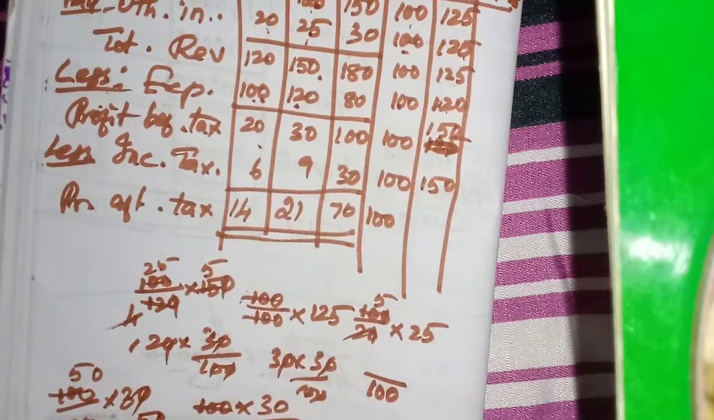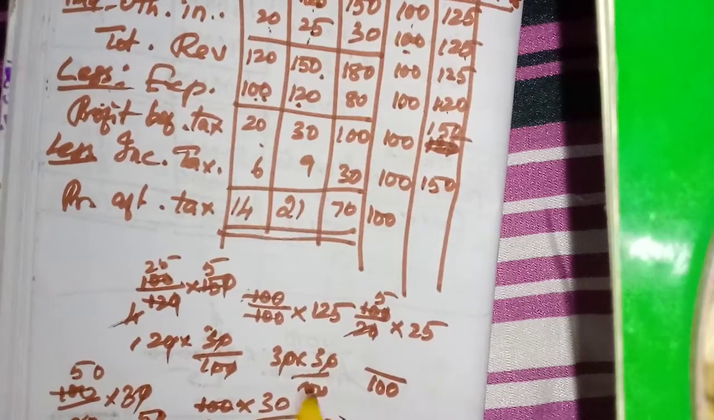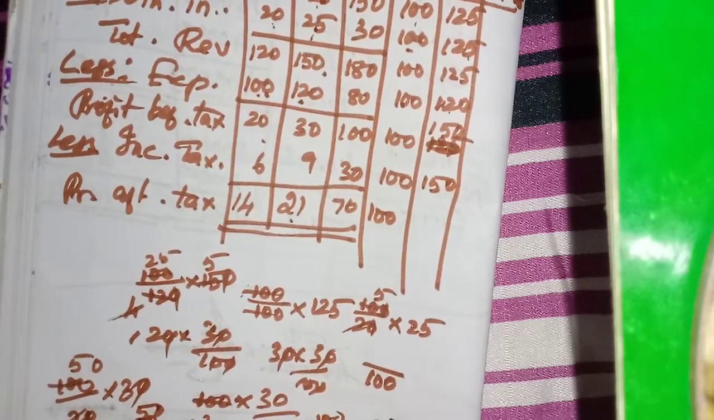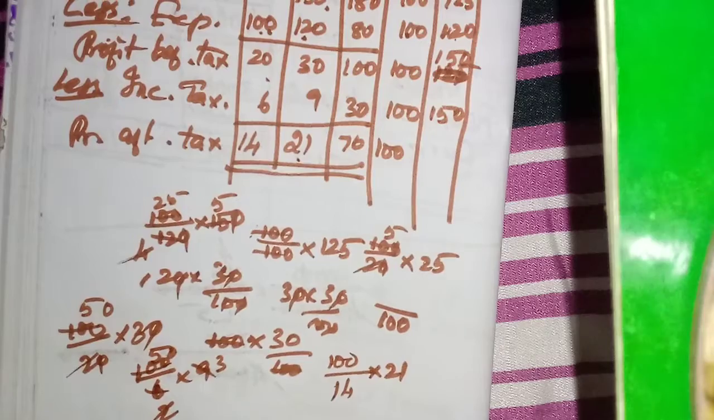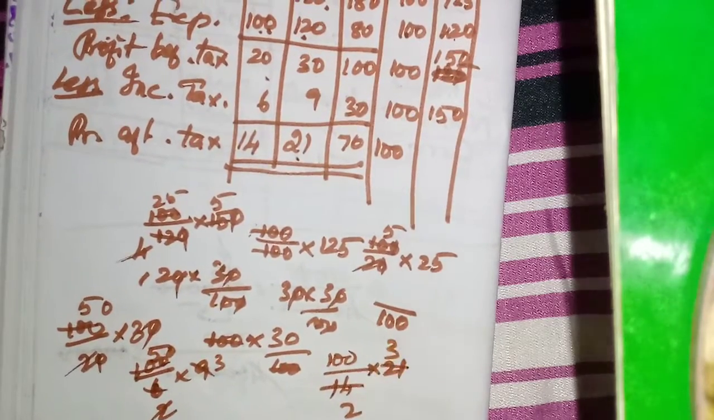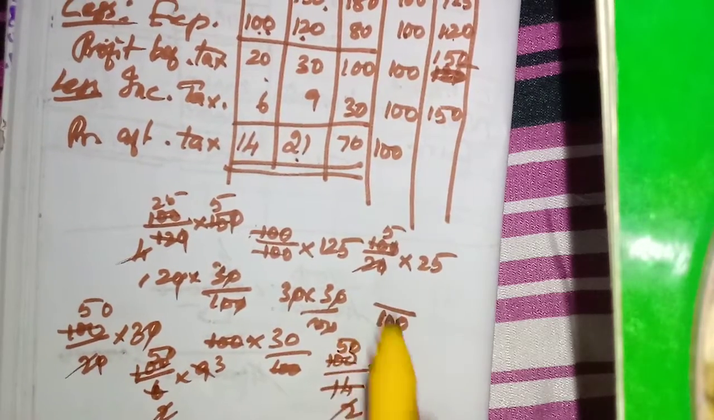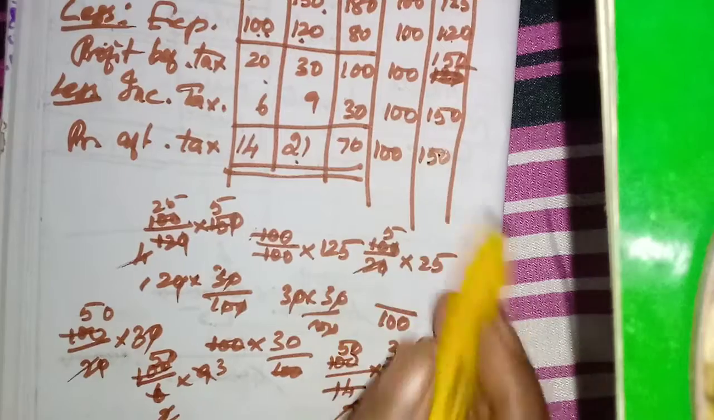Then again for 1400. Then for 21. So here we can simplify by 7, isn't it? 2 7 3 7. Then 2, 50. 50 into 3, 150.